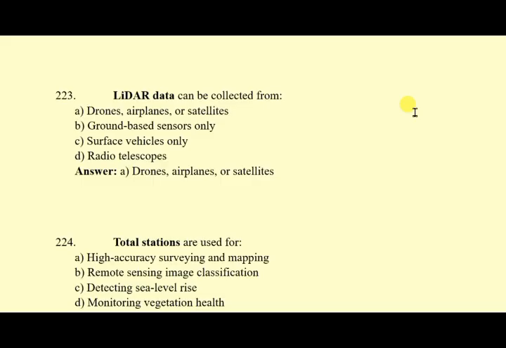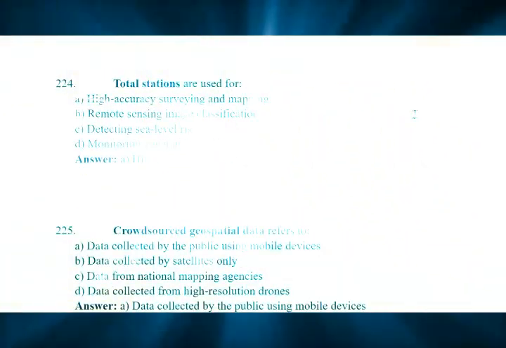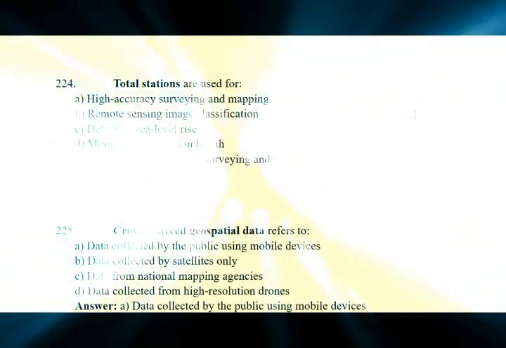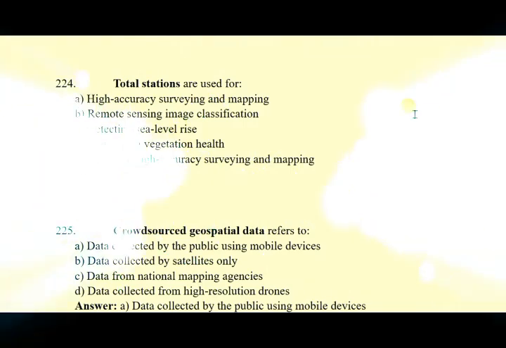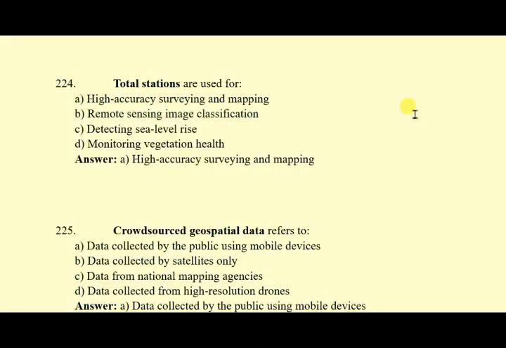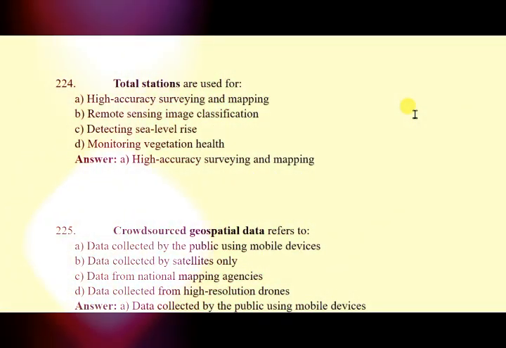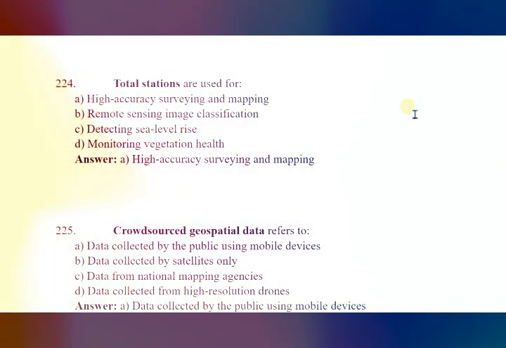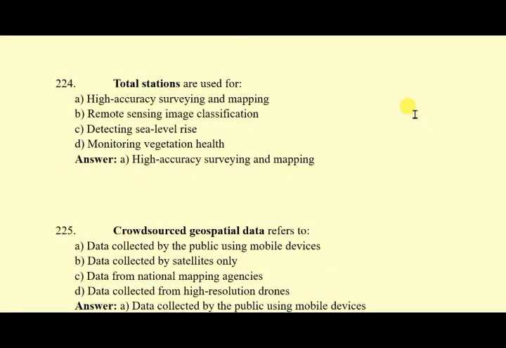Question 223. LiDAR data can be collected from drones, airplanes, and or satellites, ground-based sensors only, surface vehicles only, radio telescopes. Here the right answer will be drones, airplanes, or satellites. Question 224. Total stations are used for high accuracy surveying and mapping, remote sensing, image classification, detecting sea level rise, monitoring vegetation health. Here the right answer will be high accuracy surveying and mapping.